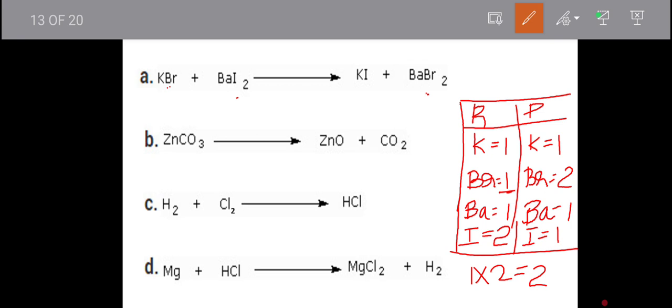So remember, when you are multiplying any number in order to balance that equation, you should not go for writing it at the below.